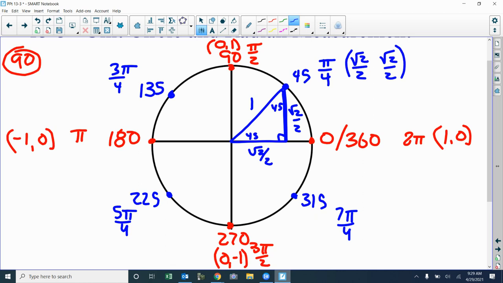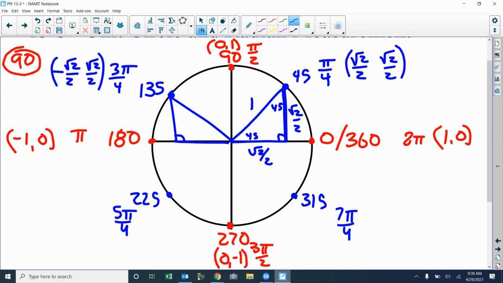Now, up in this quadrant, they're both what? Positive numbers, aren't they? What's it going to be over here? Still going to be the same 1, but now my x here is going to be negative square root of 2/2, and my y is positive square root of 2/2.